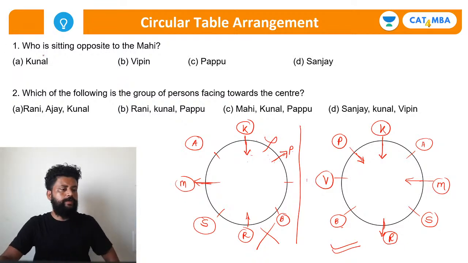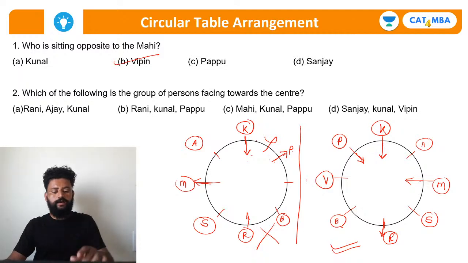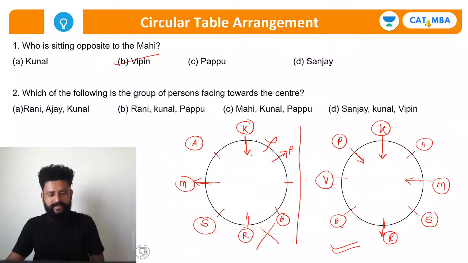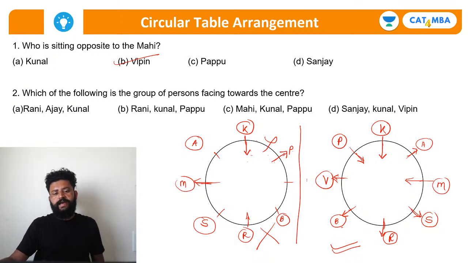We quickly solve the sub questions and proceed to the next question. Who is sitting opposite to Mahi? Vipin is the answer. Then, which of the following is the group of persons facing towards center? Now listen, we should have 3 of them facing center and 5 facing outside. Exactly, these 3 are facing center and all the other members face outside. So the persons who are facing center are M, K and P: Mahi, Kunal, Pappu.